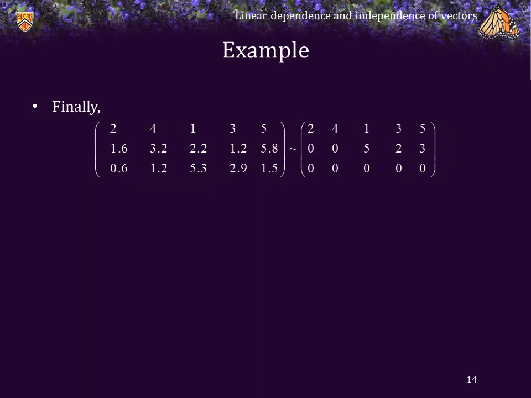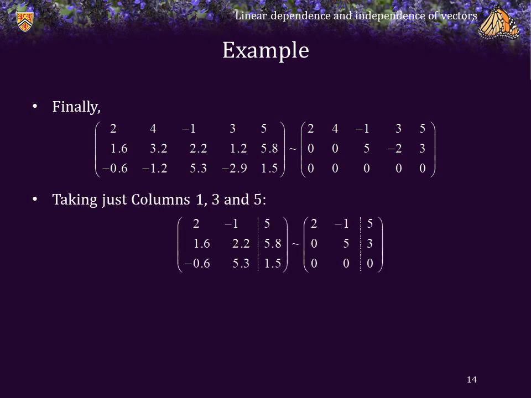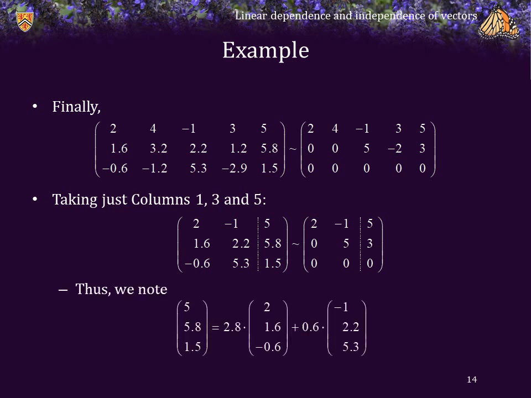Finally, once again, taking a look at the row echelon form matrix, if we take columns 1, 3, and 5 in both matrices, we see that, oh, wait a second, we can once again write the fifth vector in the original set as a linear combination of the first and third. All right. Well, that's nice, because now that means that the fifth vector also depends on the first and third vectors.